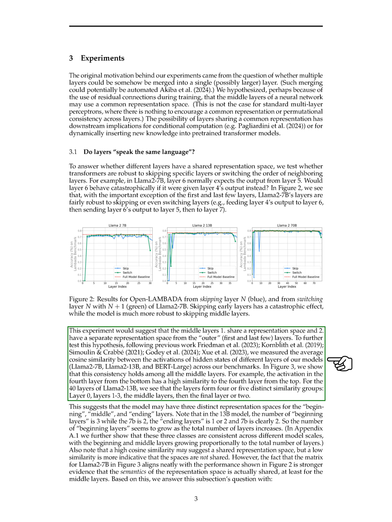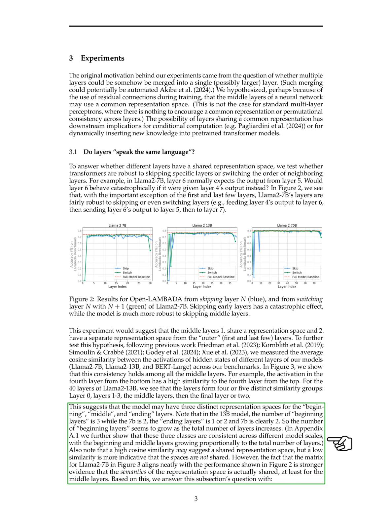Our findings indicate that, except for the first and last few layers, the layers in Llama 2 7b are quite resilient to skipping or rearranging layers. We also measure the similarity between the hidden states of different layers in our models, Llama 2 7b, Llama 2 13b, and BERT large, across various tasks. The results show that the middle layers share a common representation space distinct from the outer layers. Additionally, we observe distinct similarity groups within the layers, suggesting separate representation spaces for the beginning, middle, and ending layers.